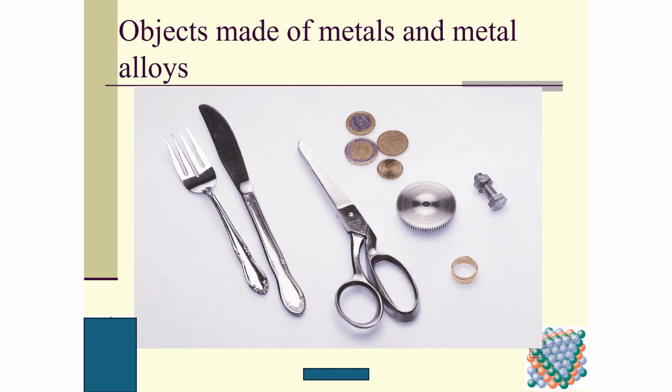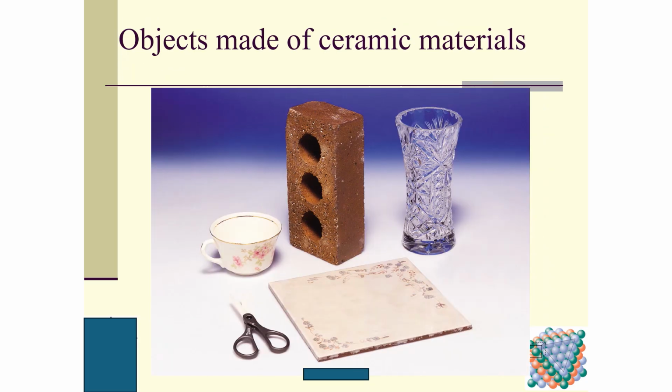And then this slide shows objects made of metals and metal alloys. You can see this is the fork, this knife, these are our utensils that we eat our food with. And this is the scissors. We have small gears, a bolt and a nut, a ring, and other metal pieces. So you can see these items are made of metals or metal alloys.